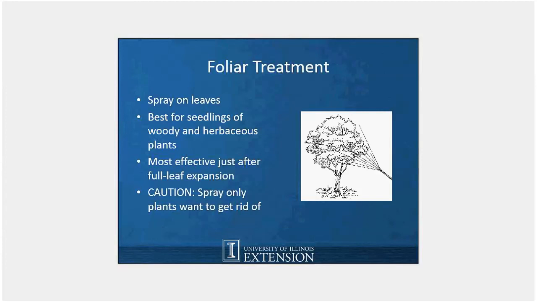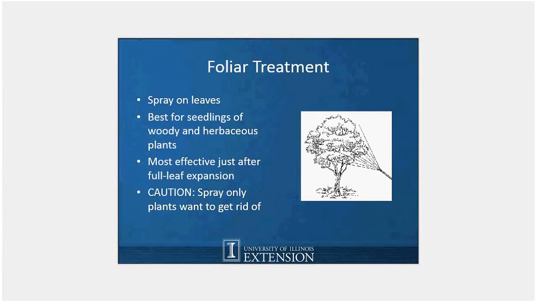Also, foliar treatments might work better on some herbaceous plants than on woody plants. Typically, these products, obviously, have to penetrate the leaf cuticle. Again, you have to check the label, but it's usually most effective to do a foliar treatment just after the leaves first expand in the spring. If you think about it, when those leaves first expand, the cuticle is fairly thin. It hasn't totally developed, and so the herbicide can get in a little bit better.